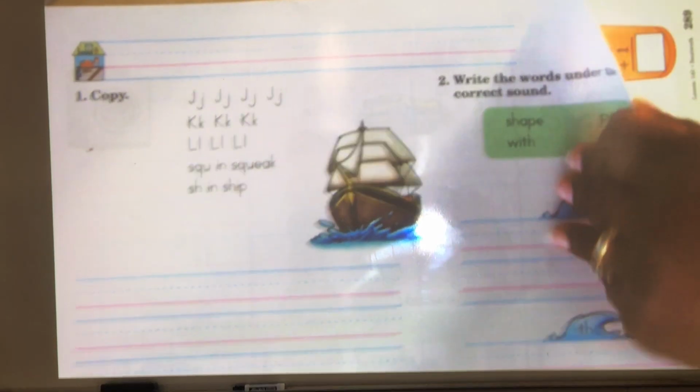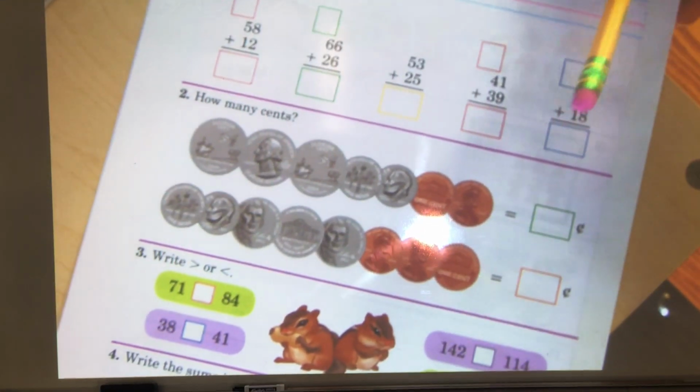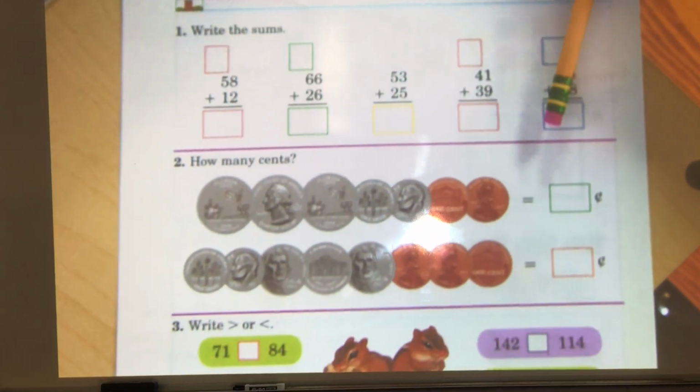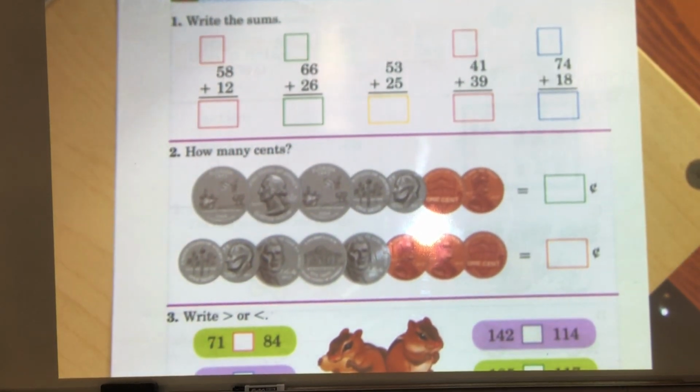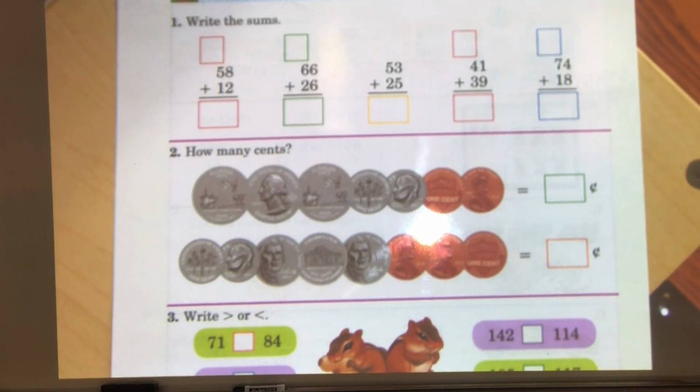All right, let's take a look at our next paper, which is our math. Our math page is 289. Directions for section 1 says write the sums. You're going to solve the problem. Please make sure you add the ones place first. Let's take a look at section 2.